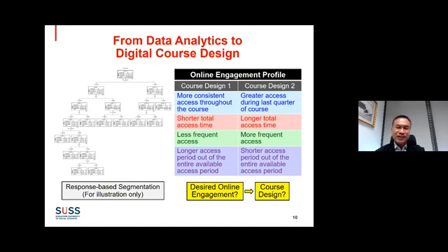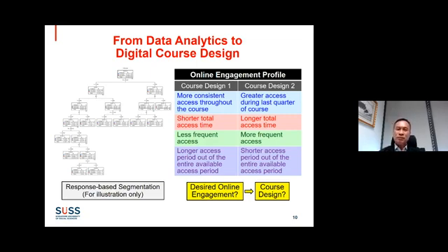We shall not interpret the decision tree in great detail. Instead, I've summarized the findings on the right-hand side. So what we have is this: course design 1, course design 2. Now, course design 2 is actually the fully online course. Course design 1 is the same course, but presented differently, with more blended components and more physical class components as well. And we found from the data generated from the LMS that the two different course designs have led to two quite different online engagement profiles.